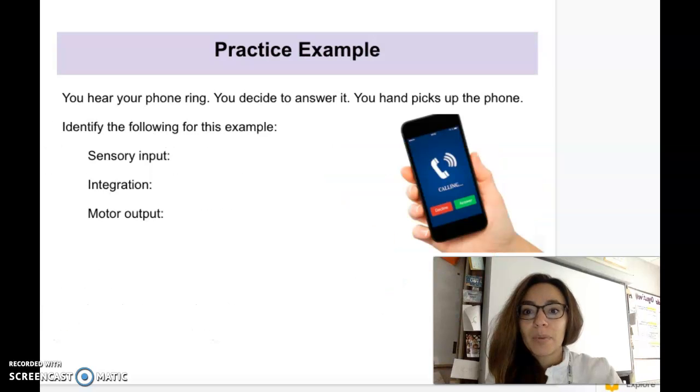So let's look at an example. If we hear our phone ringing and you decide to answer it, your hand picks up the phone, see if you can identify the following: the sensory input, integration, and motor output. Pause the video for a second.